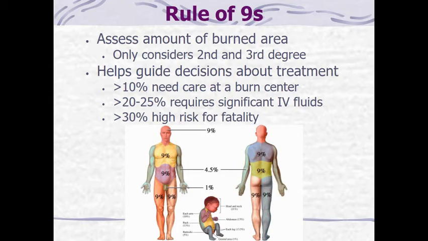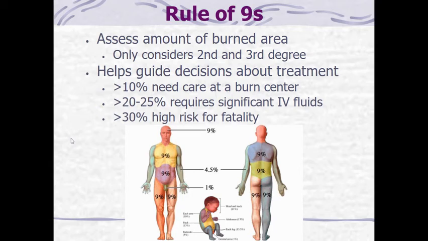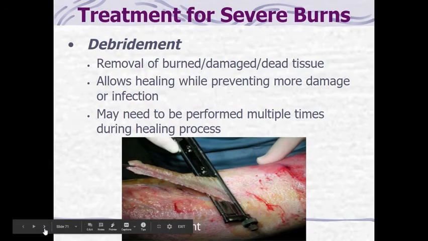So if less than 10% has been burned, that would need to go to a burn center. If less than 20 to 25%, it would require significant IV fluids. And anything around 30% or higher, you're at high risk of fatality. And so you can see how the body's broken up into nines to determine how much body surface. It allows a quick estimate of how much body surface is actually damaged.